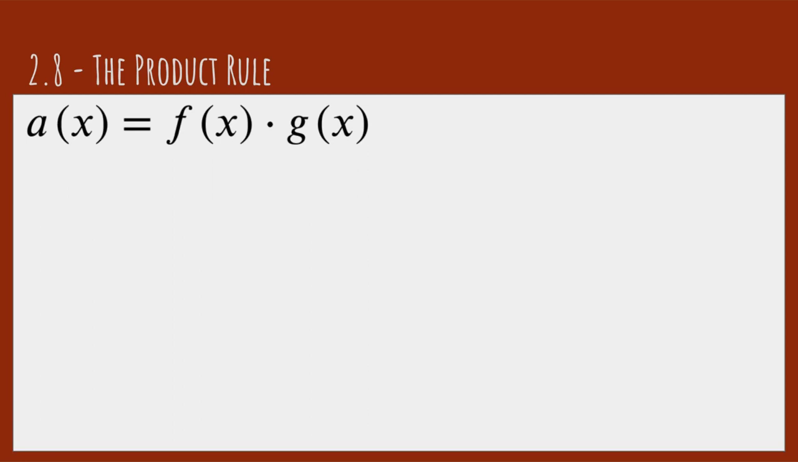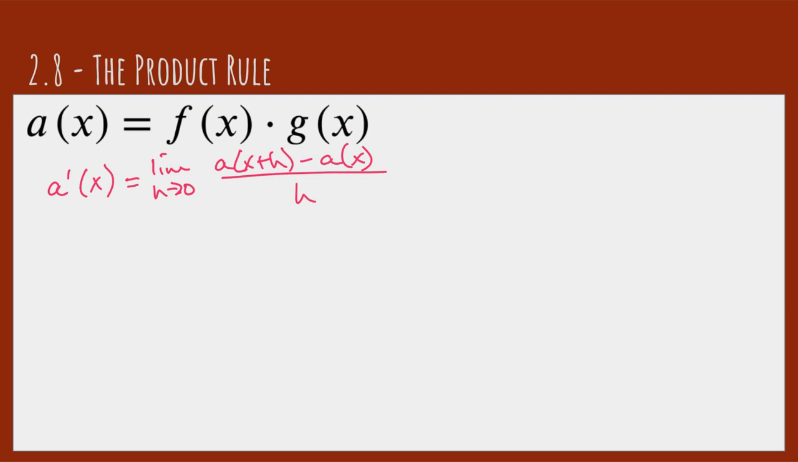Before I get into that, though, I want to talk about why it works. This is getting into the nitty-gritty with the limit definition. If I want to find a prime of x, that's going to be using the limit definition. The limit as h approaches 0 of a of x plus h minus a of x, all over h.